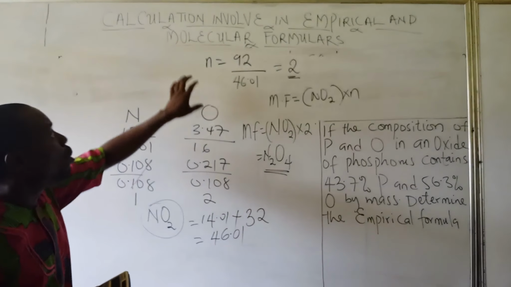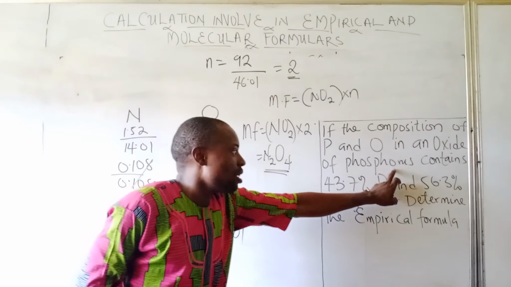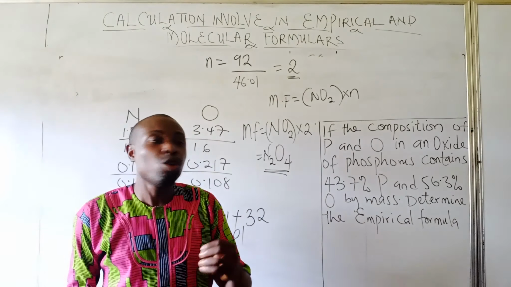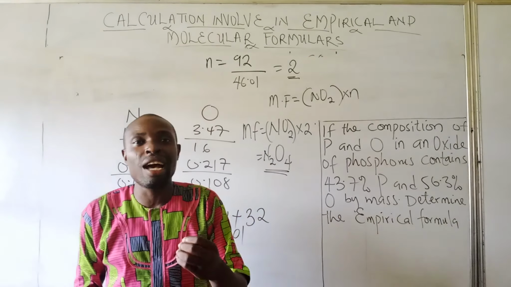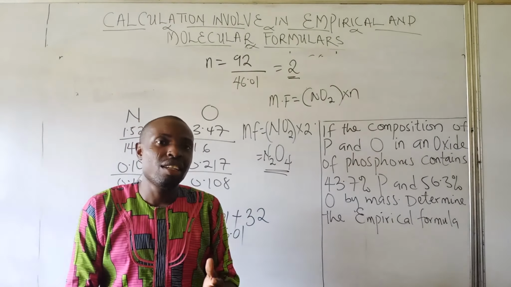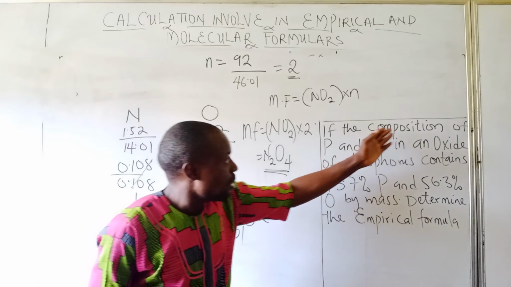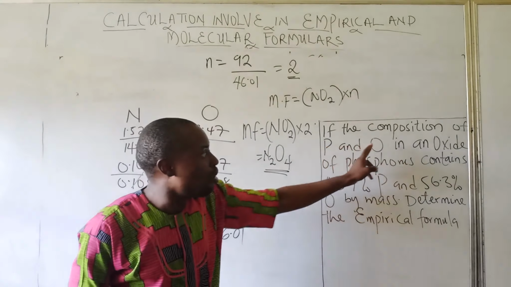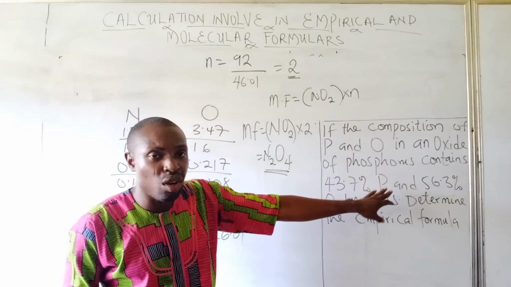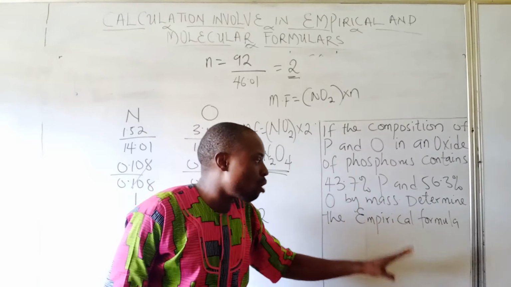Now that you fully understood the calculation involved here, what do we do next? This one is a very good question for you to try. So you will solve it, and when you are done solving it, put your answer and your procedure in the comment section on my YouTube channel, and I'll get back to you and upload it. The question says, if the composition of an oxide of phosphorus contains 43.7% phosphorus and 56.3% oxygen by mass, determine the empirical formula.